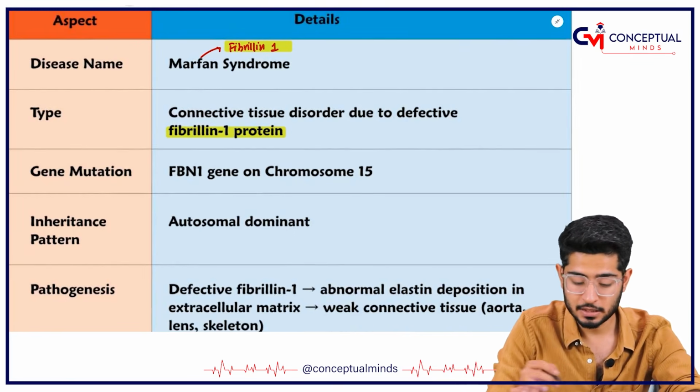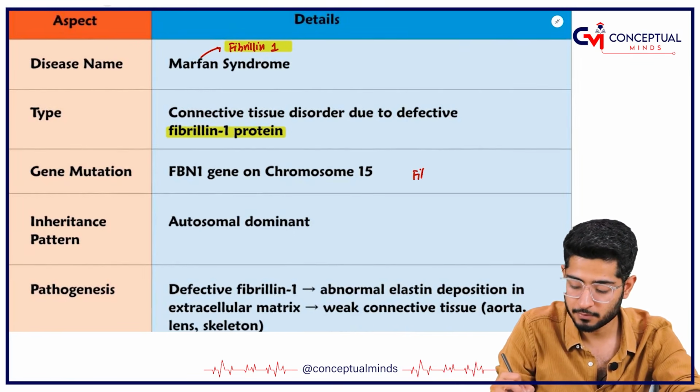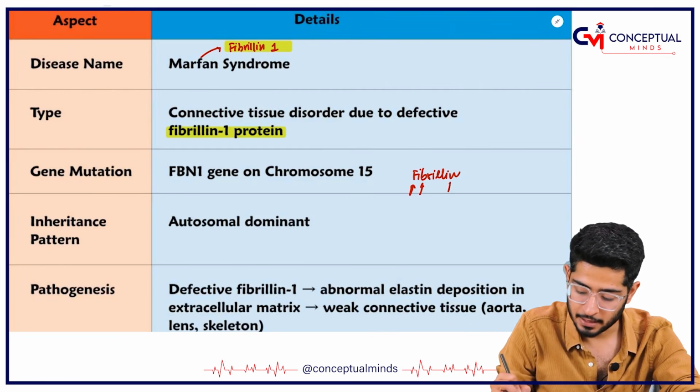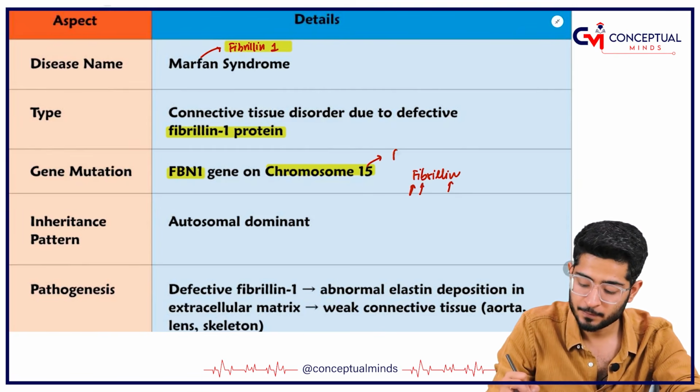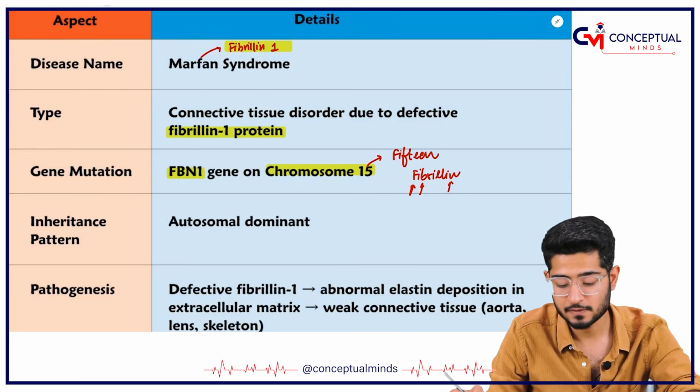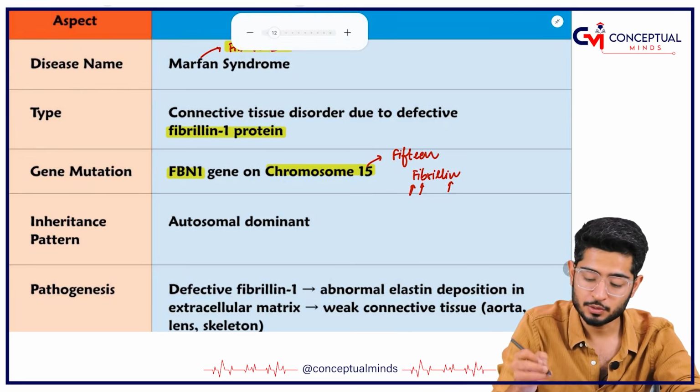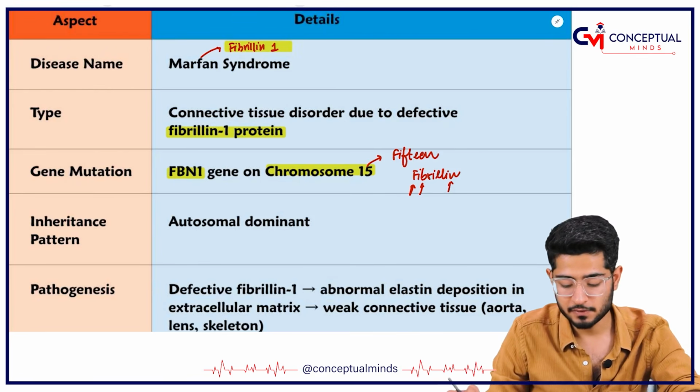Now what is the gene mutation? Just remember fibrillin is F, B and N. So the FBN1 gene on chromosome 15 is actually defective. That's why you are going to have Marfan's syndrome.